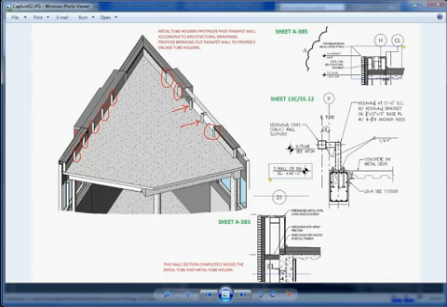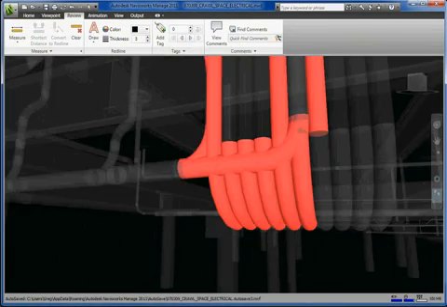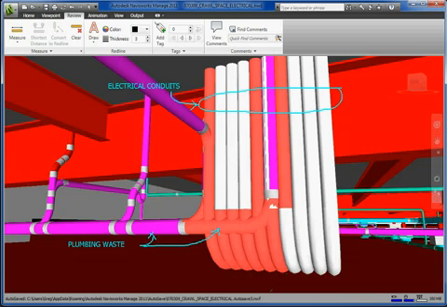Look at this, metal tube holders busting outside of the parapet condition. Or this, plumbing waste running through the grouped electrical conduits in the crawl space of a building, which has been circled and labeled in cyan for ease of identifying. If necessary, dimensions can be added as well.